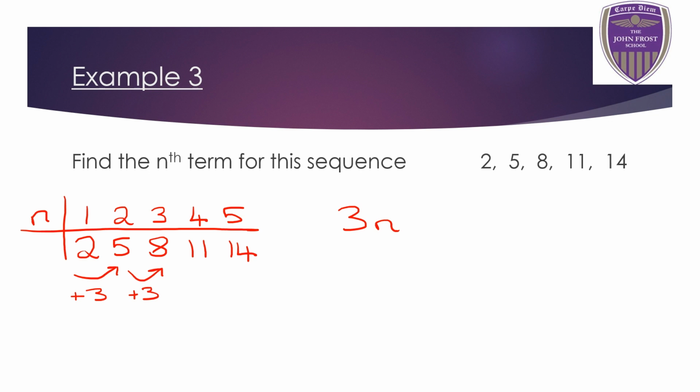But we still need to figure out what's going on over on the plus or minus part, because that usually is something added on the end. So if we do 3 times 1, well, 3 times 1 is 3, but we are getting to 2 somehow. Now, the way we get from 3 to 2 is taking away 1. So 3n, take away 1.